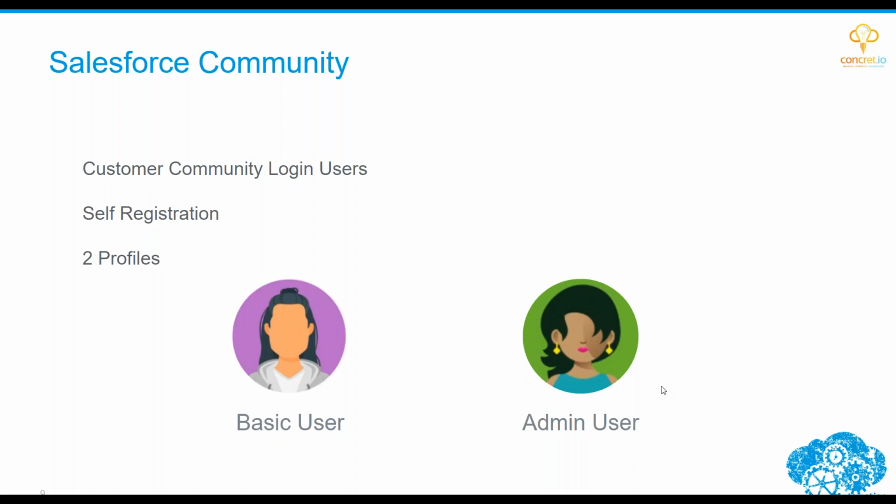They're using self-registration, and they have 2 profiles. The profile that by default each user is assigned to when they first self-register is the basic user profile, and then there's also an admin user profile. And the admin user profile is related to those key contacts, that primary, admin, and billing contacts that we just talked about.